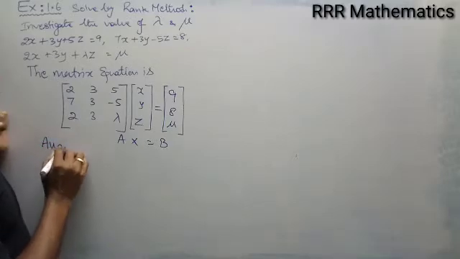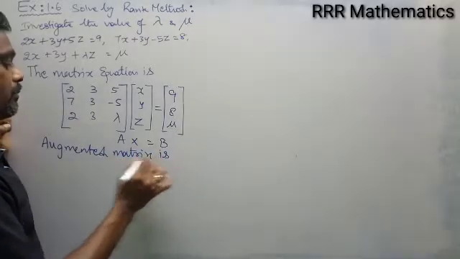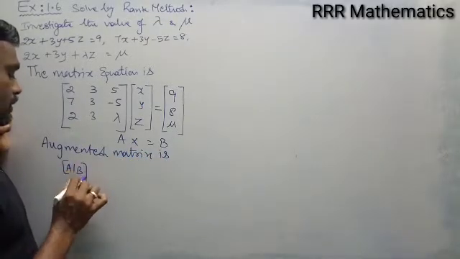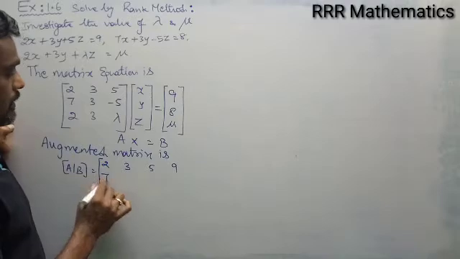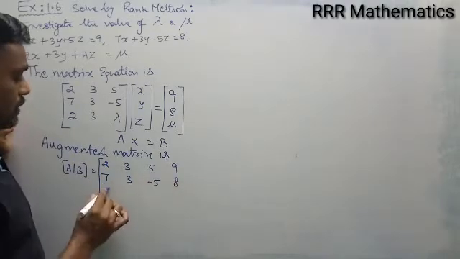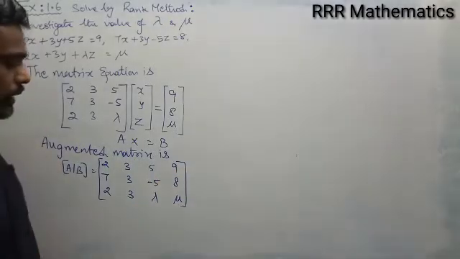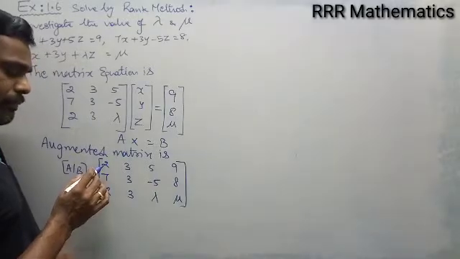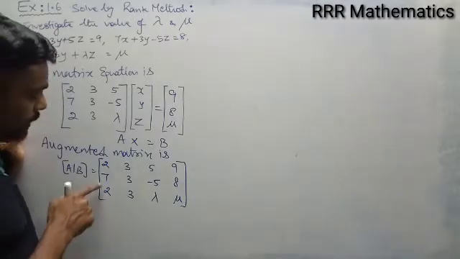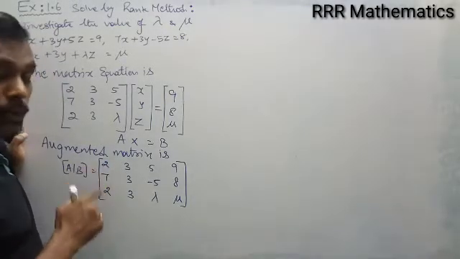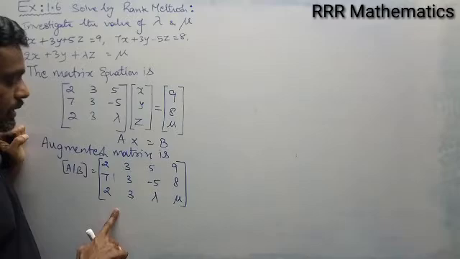Then the augmented matrix. Augmented matrix: write the matrix A and B together. I have 2, 3, 5, 9; 7, 3, minus 5, 8; 2, 3, lambda and mu. Got it? Now, the very first step: if you could bring A11 as 1, it would be very comfortable to proceed with the problem. But in this case, there is no possibility to bring A11 as 1. So directly I will bring 0 here and here by using R1.